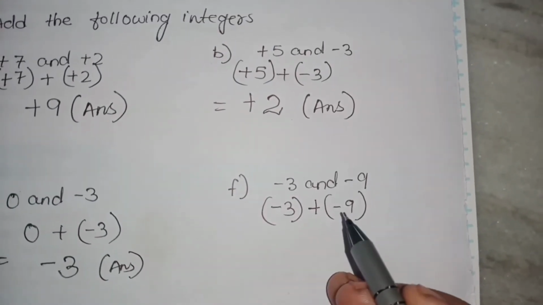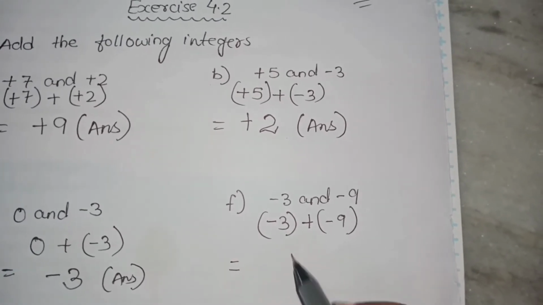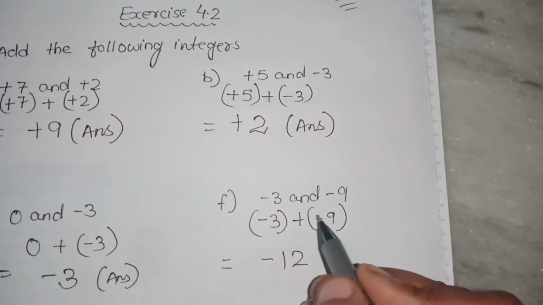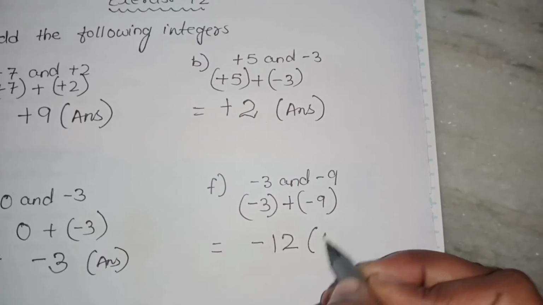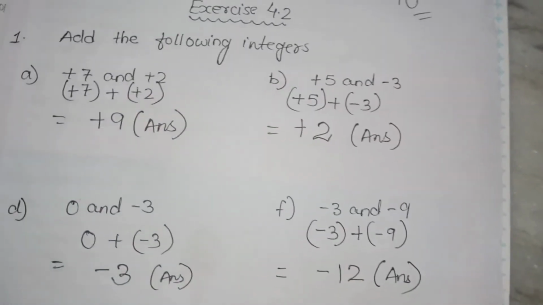So you have to add. 3 plus 9 is how much? It is 12. And which sign will we put? We will put the minus sign, because in both cases minus minus is there, so minus sign. Okay, this one is easy. But in different signs we have to see. Now let's see the other question.